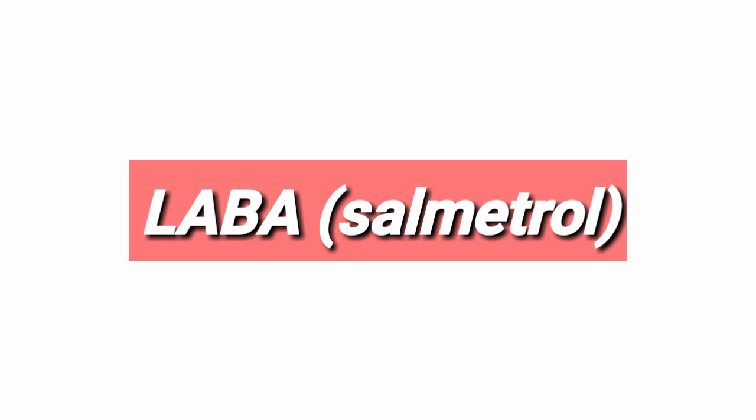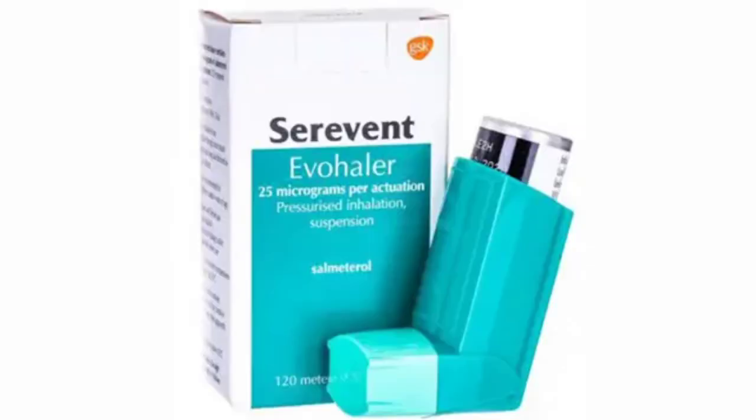Now LABA, the most commonly available LABA is salmeterol. It comes as a Serevent Evohaler, and it is 25 mcg per action. So one puff will give 25 mcg. The dose is 1 puff BD. So you can add it to the medium dose or high dose steroids in step up therapy. So it will be Serevent inhaler, 1 puff BD, fixed dose.